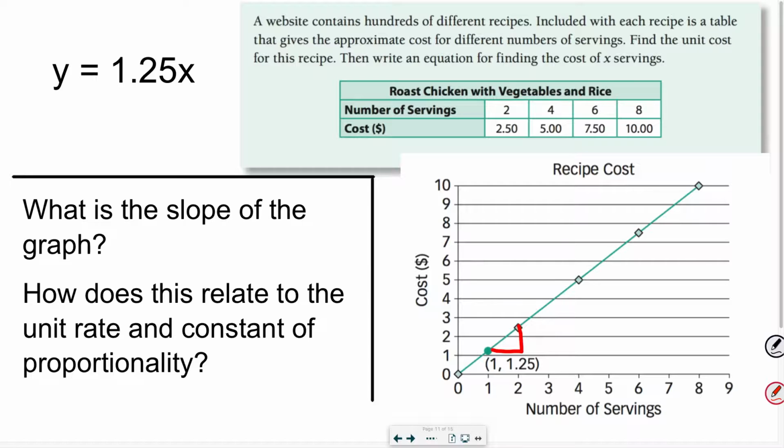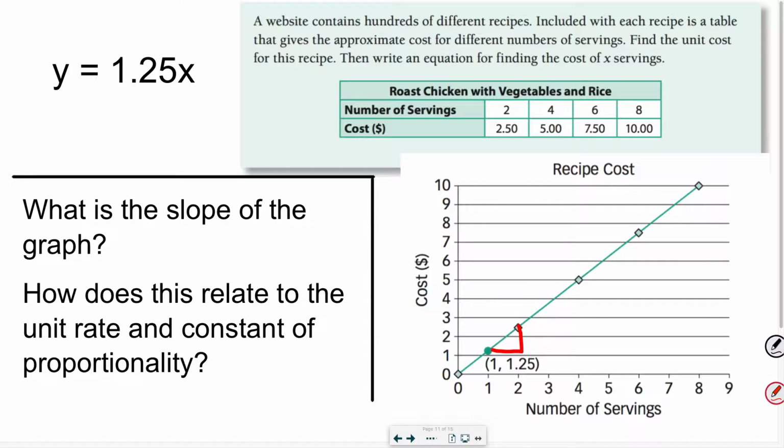Say it again. For every one serving, what's happening with our costs? The cost is, for every one serving of food, your cost is going to be 1.25.